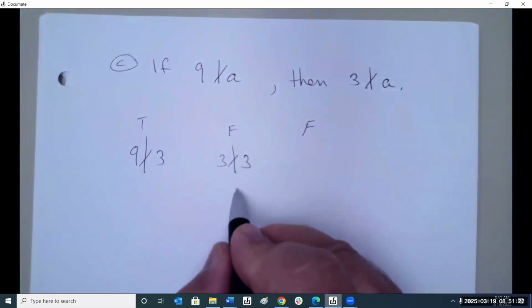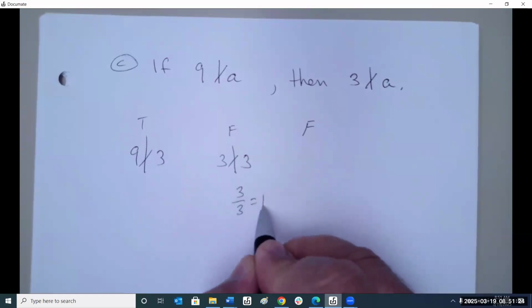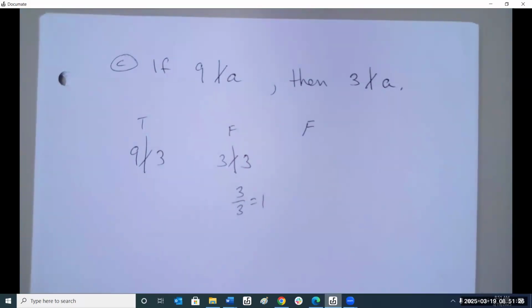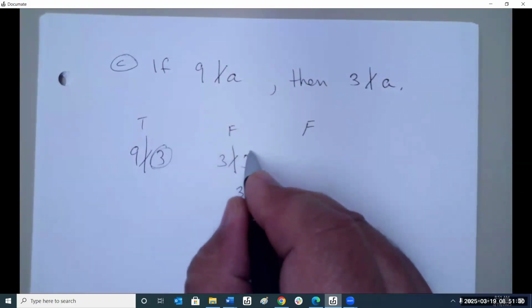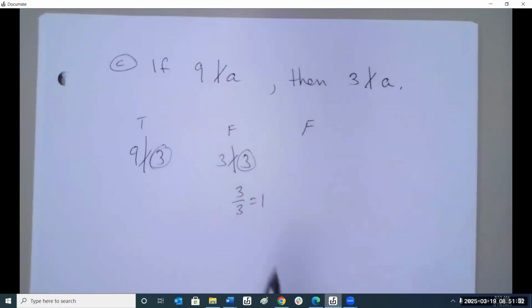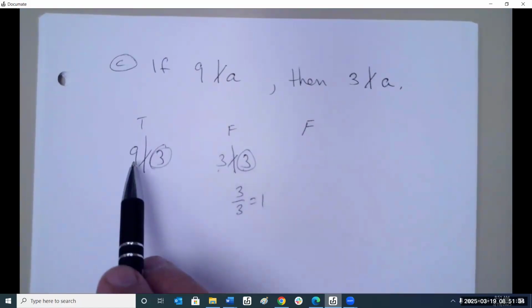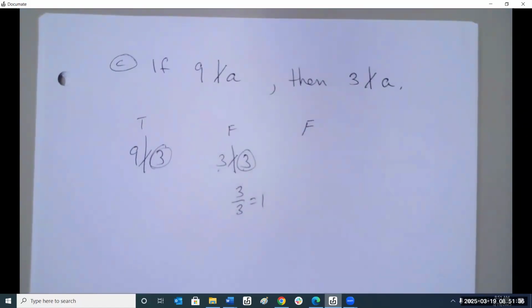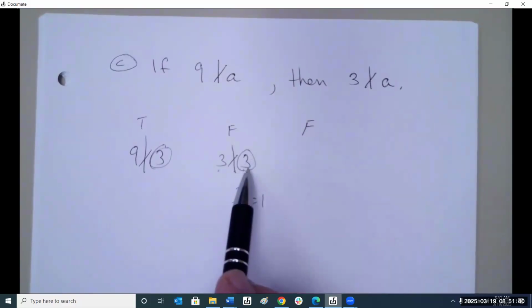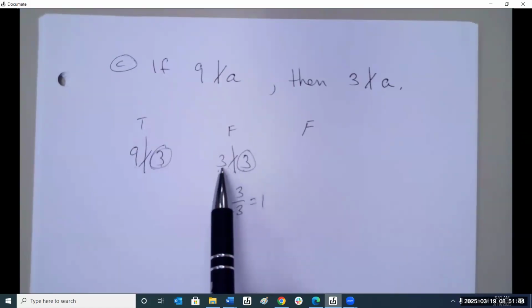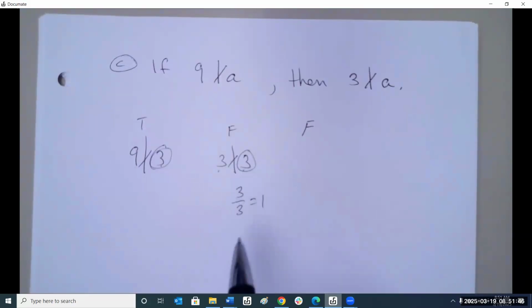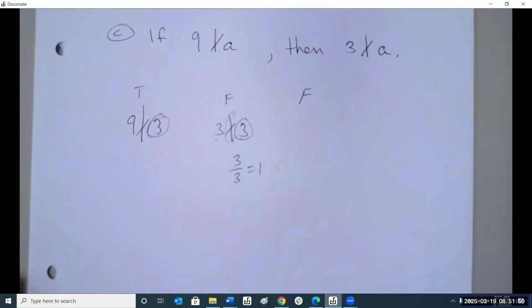Because in other words, what we're looking at is, is there a number A that 3 is a divisor of, but 9 isn't? You use the perfect one, 3. Does 9 go into 3? No. Does 3 go into 3? Yes. So this is wrong. That's a counterexample.